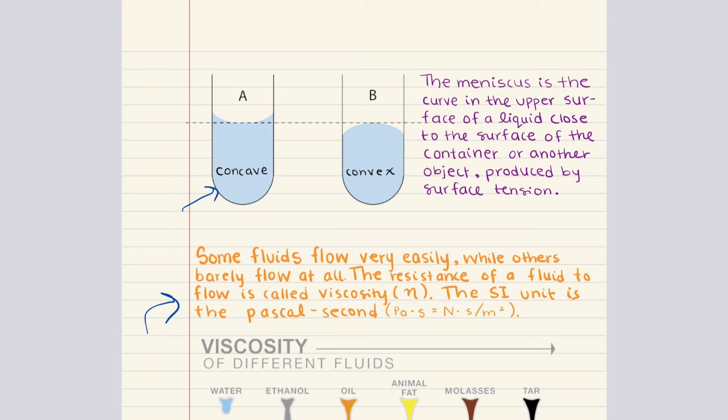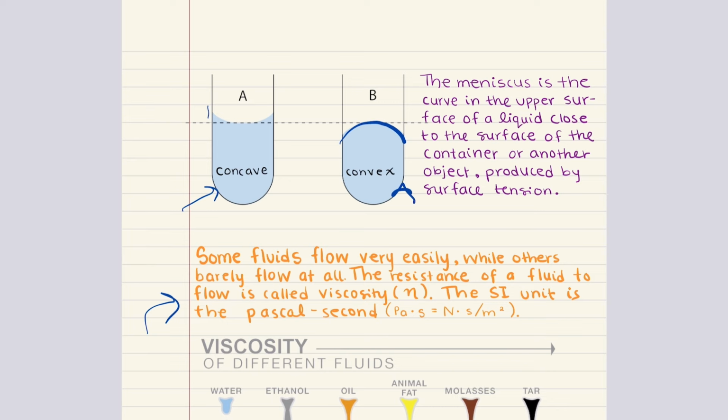In contrast, the convex meniscus occurs when cohesion is stronger than adhesion. You would see this if you were to put mercury in a glass, and the liquid would curve a little bit downwards, like you see in this image.